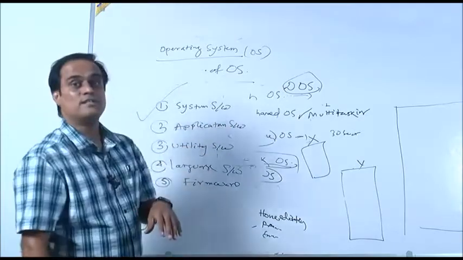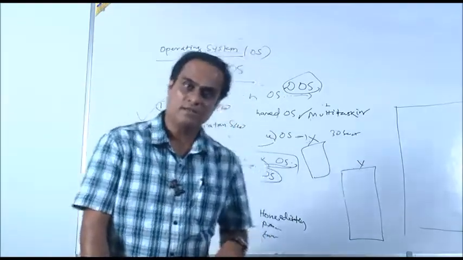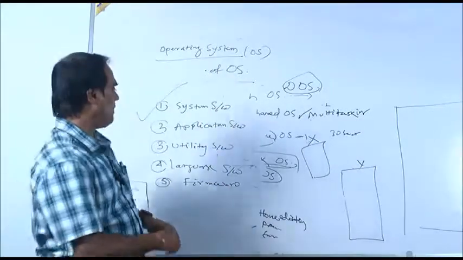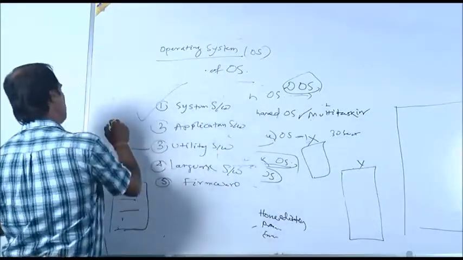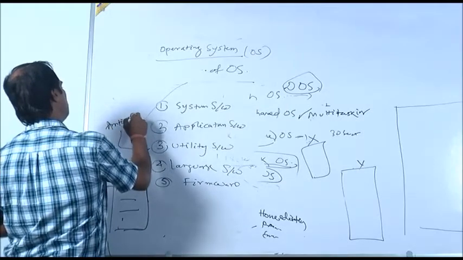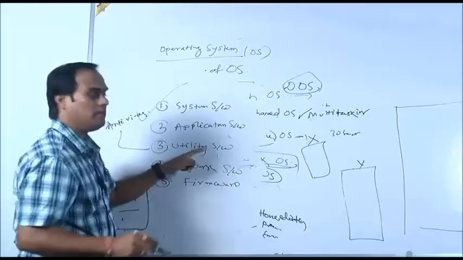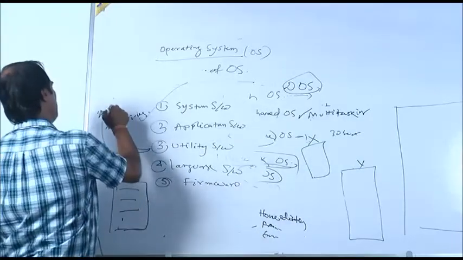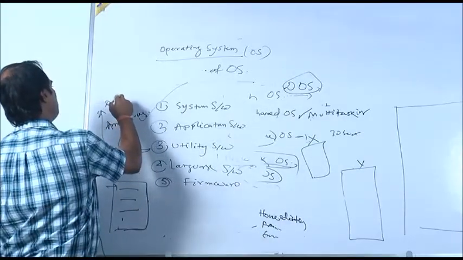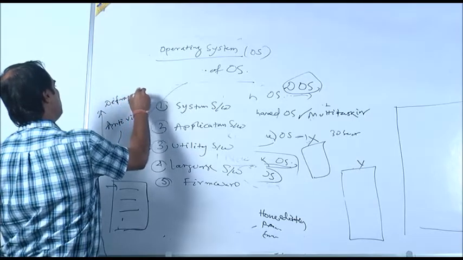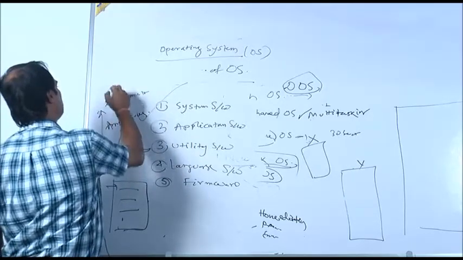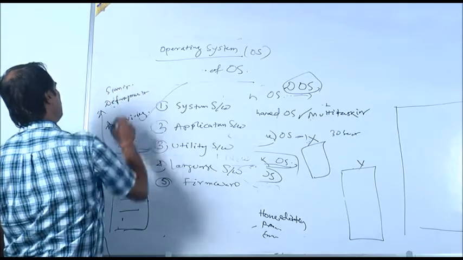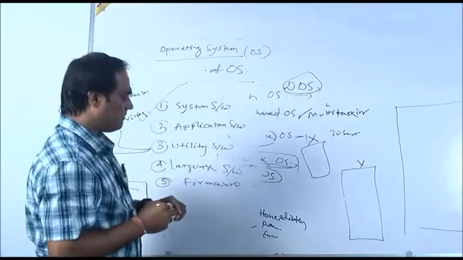Then what is utility software? Utility means when the user needs it, then it is used, like your antivirus. It has some utility for the computer system, let it be defragment, let it be scanning.